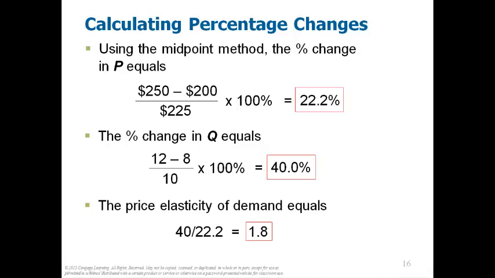So the price elasticity of demand, remember, is percentage change in quantity demanded divided by percentage change in price. So you have 40 over 22.2 is equal to 1.8. Right, so remember the formula. The way that we're going to calculate percentage changes for doing elasticities is the midpoint method. So you take the difference over the average, multiply by 100, that gives you the percentage change.